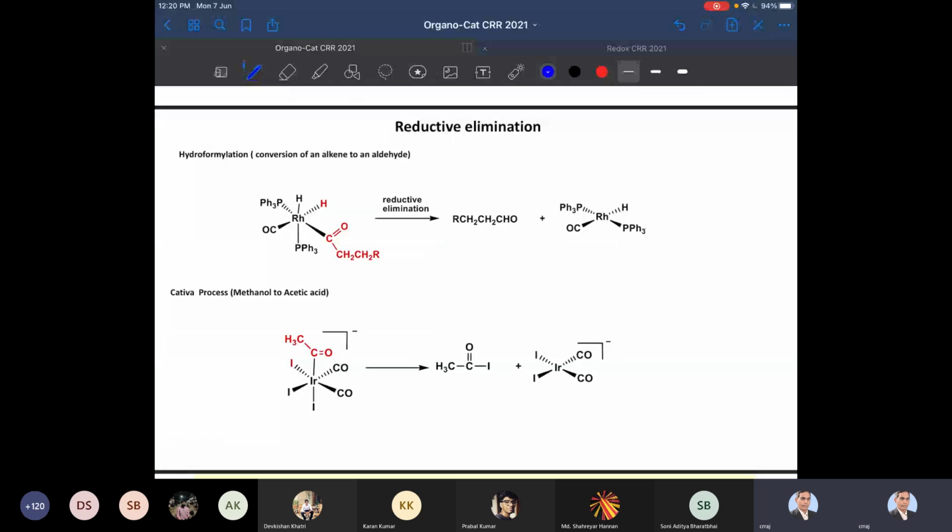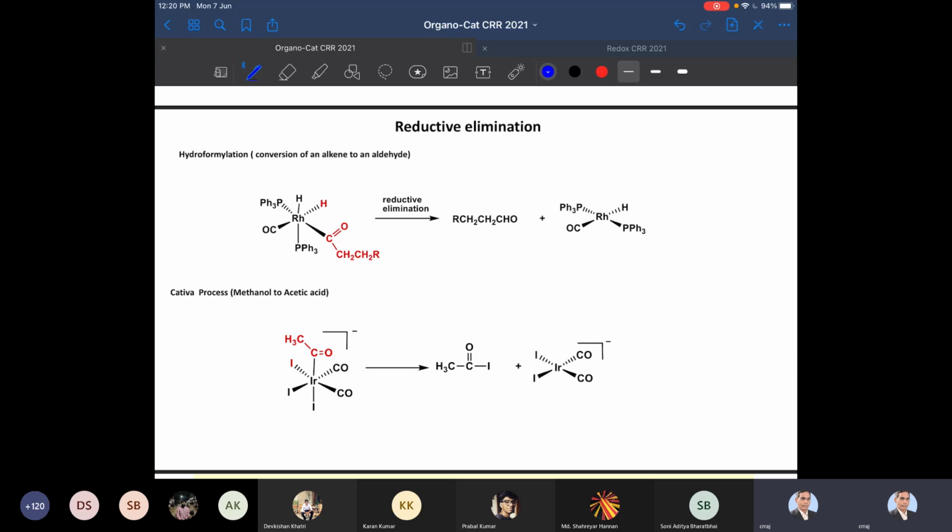Reductive elimination is the last step. Oxidative addition is considered to be the first step. If you are referring to some textbooks, they may say ligand dissociation is the first step. Don't get confused by what I teach you. Reductive elimination is the last step. At the last step, what do we get? We get the product and the catalyst back.